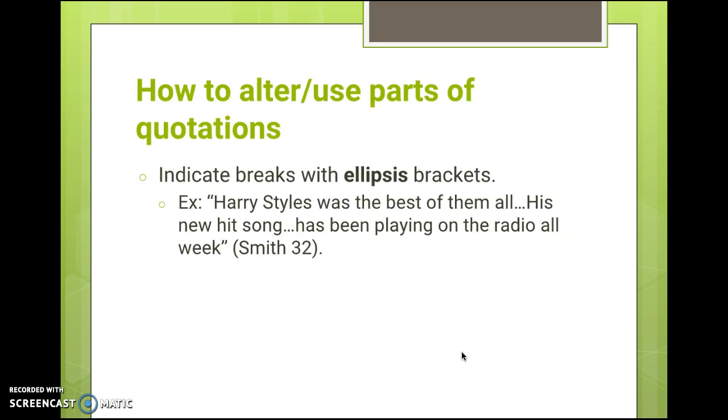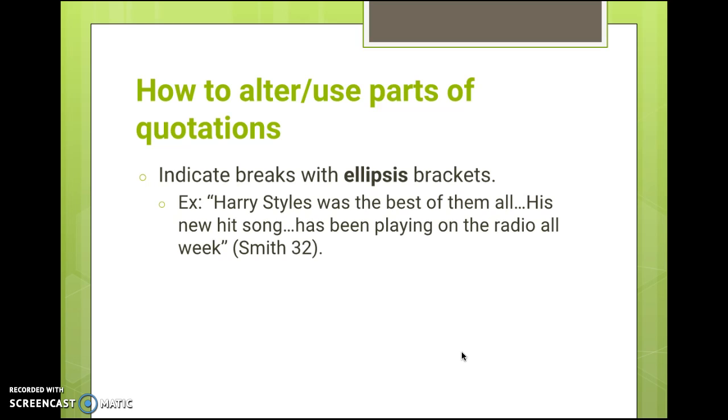Whenever you want to alter parts of a quote and skip over certain parts because it's a little too long for your preference, you can use something called an ellipsis. Sometimes we think of these as the dots. In our text messages, they're used for a different purpose, to show our trailing off of thought, but in our formal essays and quotations, we use them to show omission.